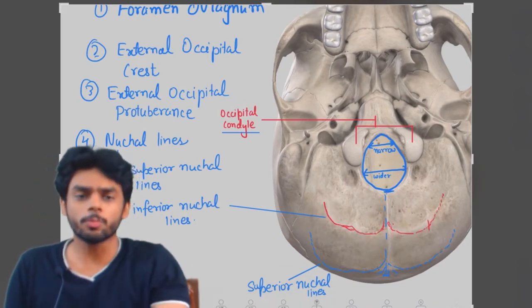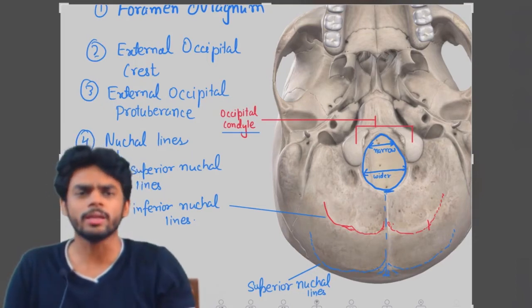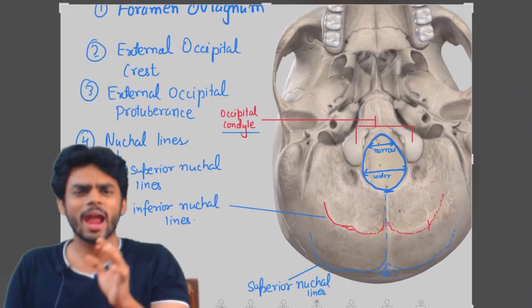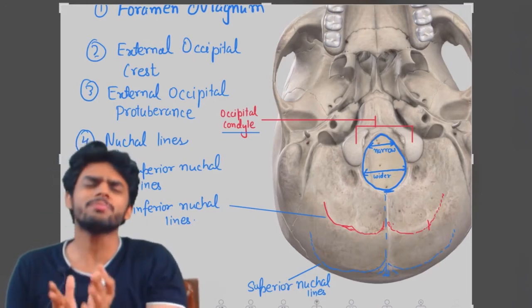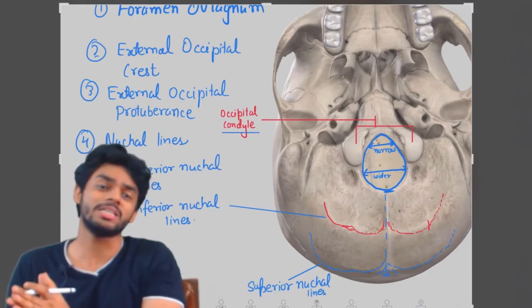Okay, so we have one more nuchal line known as the highest nuchal line, which is little faded and it's not always seen. It can be seen only occasionally. Now we have completed the median area.